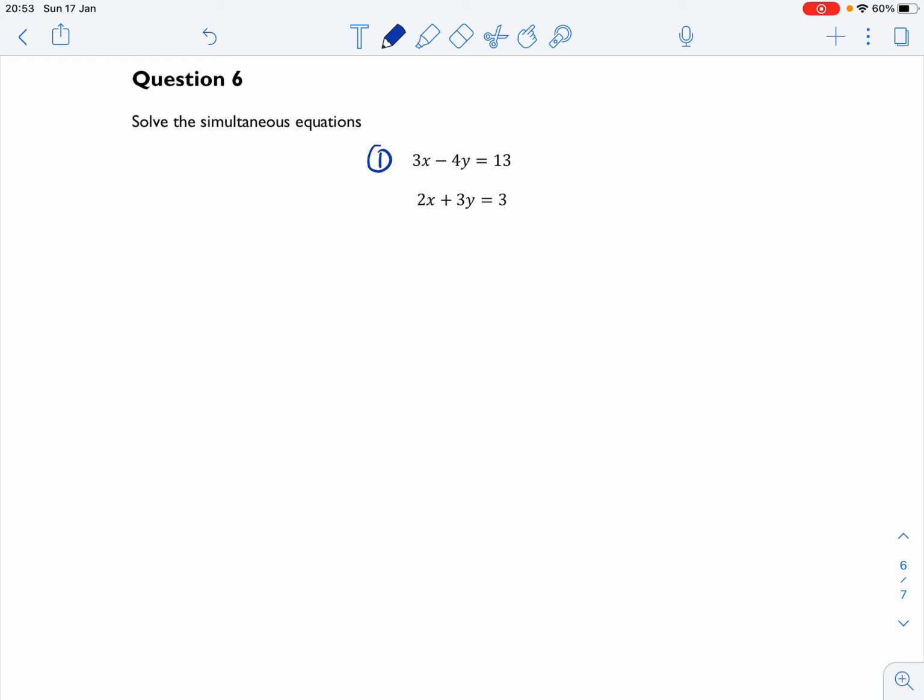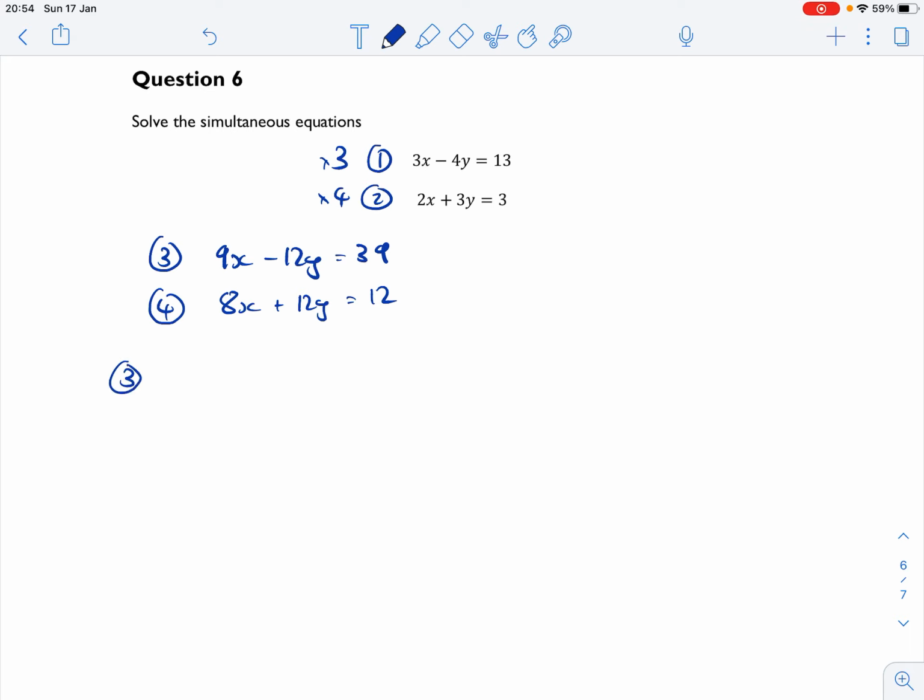So again, equation 1 and equation 2. A few ways you can go about doing this. This time I'm going to try and make the y's the same as each other. So I'm going to multiply the top equation by 3, and the second equation by 4. That's going to give me my two new equations. Equation 3, which is 9x minus 12y is equal to 39. And equation 4, 8x plus 12y is equal to 12.